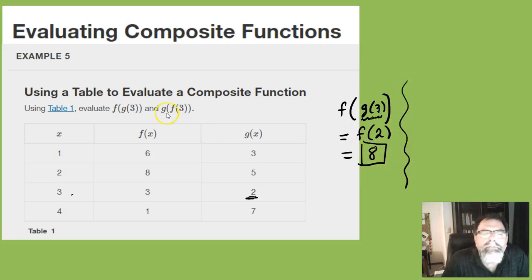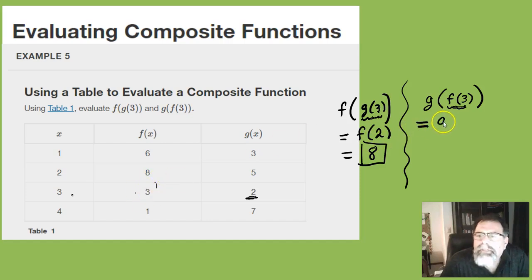Now let's do g of f of 3. I don't know if they're going to be the same or different. Generally they're going to be different, but sometimes they're the same. Now again we start inside with the f. x is 3, and we're plugging it into the f function. So what's the output value for f when x is 3? You go to x is 3, and to the f function. The output value is 3 again.